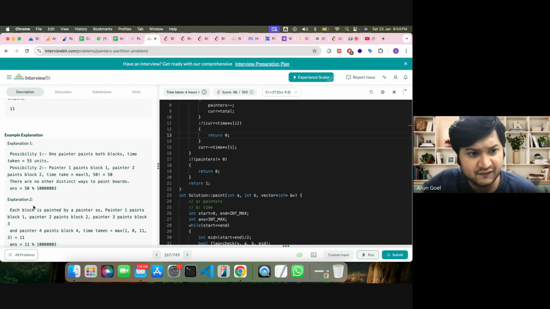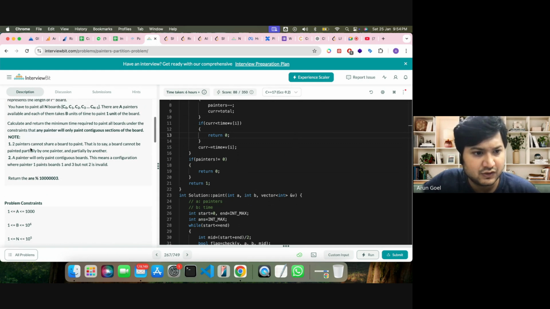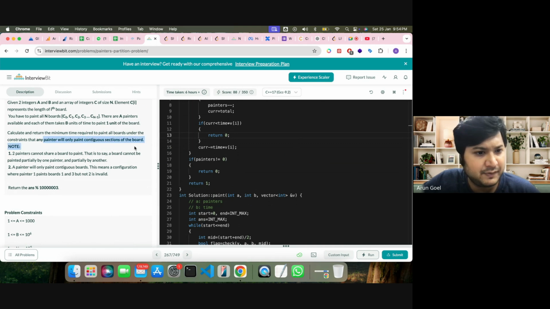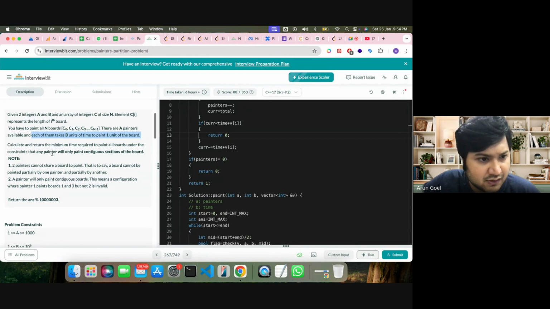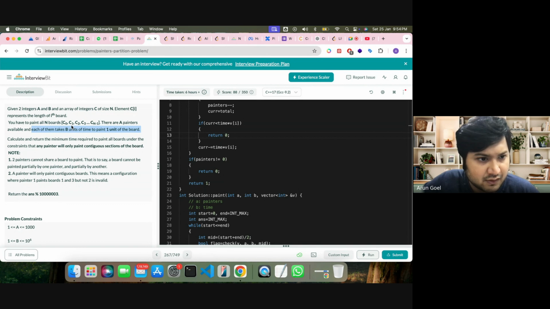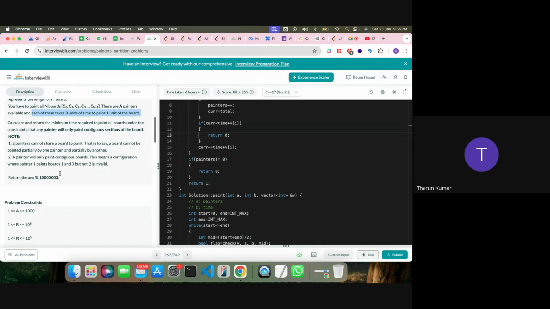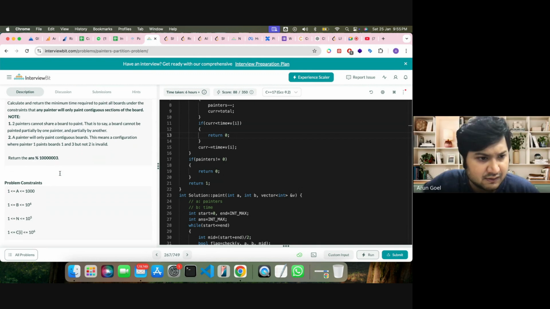I think in example 2, we have to, it is written ना, any painter will not paint contiguous, ठीक है? Each of them takes b units of time to paint one unit. The minimum time required to paint all the boards under the constraint that any painter will only paint contiguous. Okay. In example 2, if we see they are not using all painters. Is it?